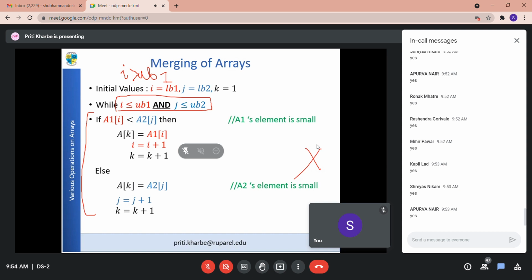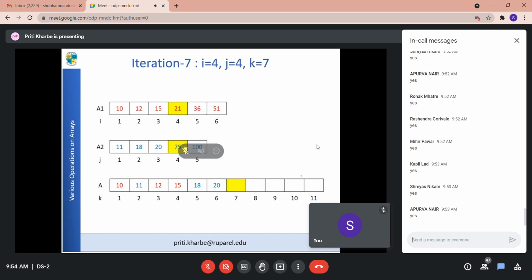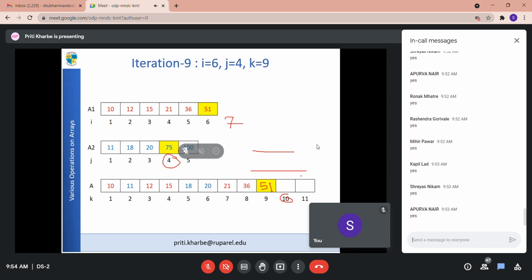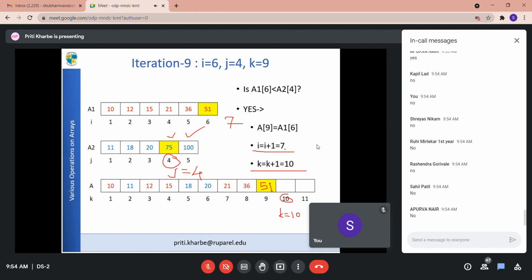Stop comparisons is not going to do, because the elements of the second array are still left. This was my 9th iteration, right? 75 and 100 is left. So now what should I do? For 75 and 100, is there any need of any comparison? No, because the arrays are already in sorted order, right? My counter j is stopped at 4 and k value is equal to 10. Remember, at the end of the 9th iteration, i is 7, k is 10 and j is as it is, right?